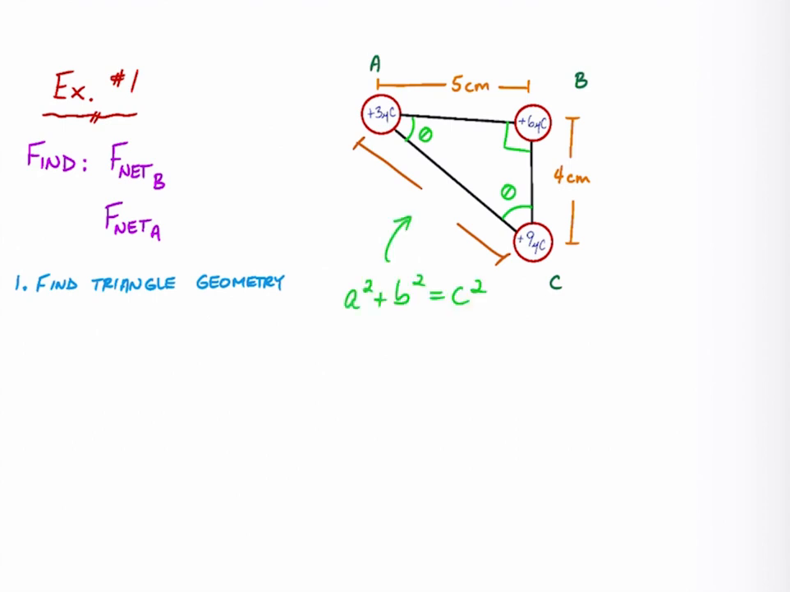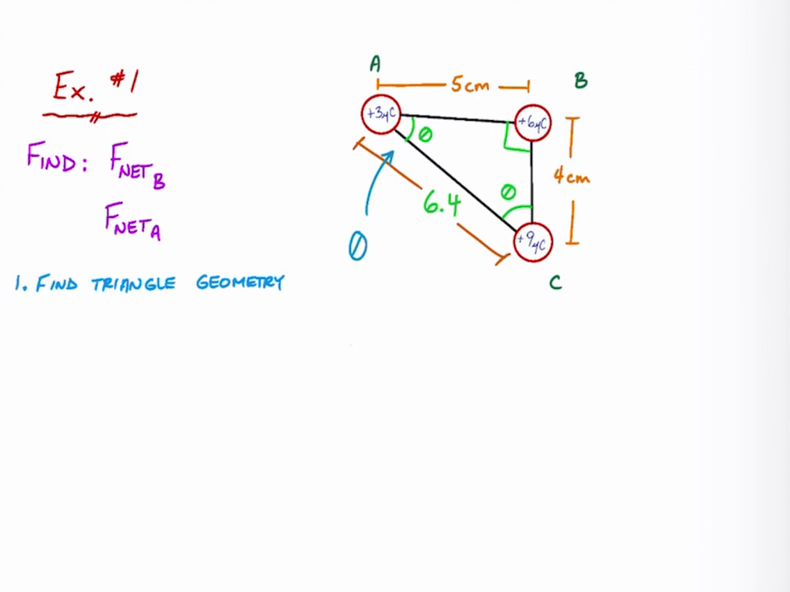So to start off, we can just use Pythagorean theorem to find the hypotenuse. So if I plug in 5 for A and 4 for B, and then I just solve that out, I should find that the distance between A and C is 6.4 centimeters. So now that I know the length is 6.4 centimeters, I can write that in, and then we can move on and try and find each of these angles.